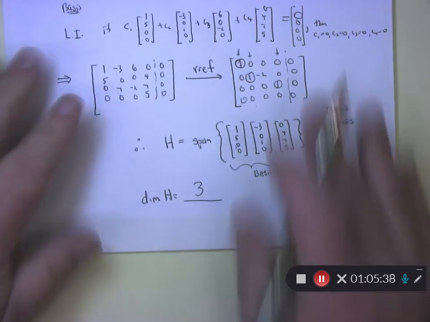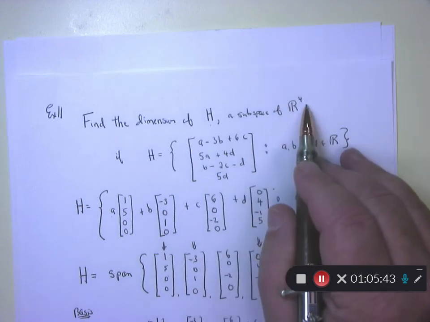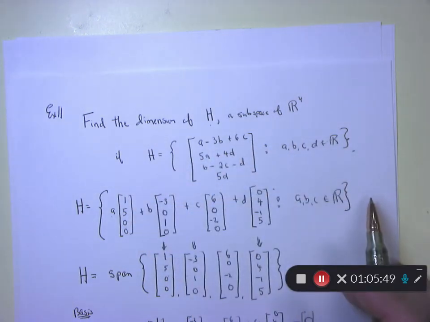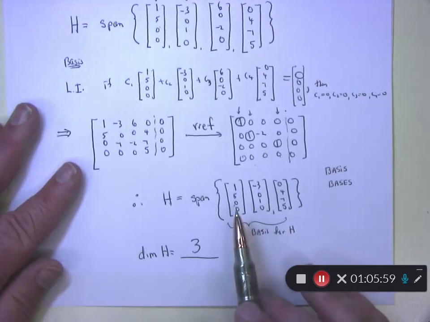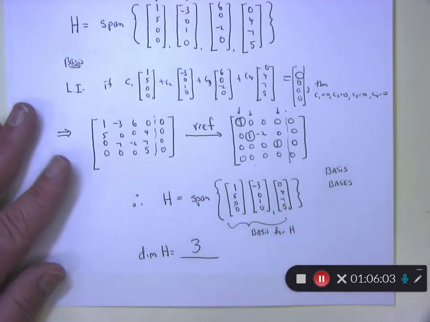So please understand, H was a subspace of R4. Subspace of R4. So then there's 4 components in my vector. That's not the basis, that's just what vector space this is a subspace of. H is a subspace of R4, but the dimension of H is the number of vectors in the actual basis of the subspace, and that is 3.